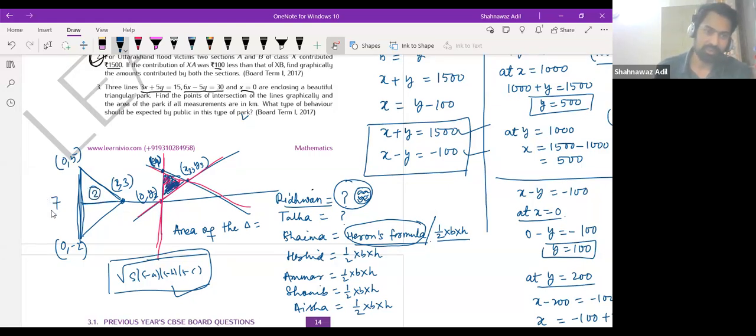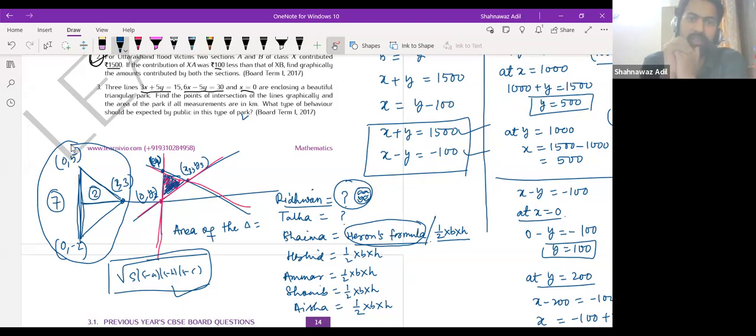Good. So we can simply, without using Heron's formula, whenever you get this kind of triangle, use one half base into height. That would be pretty easy, right? Good. Nice, everyone. So we have to think about the ways in which we can simplify or quickly do these problems.